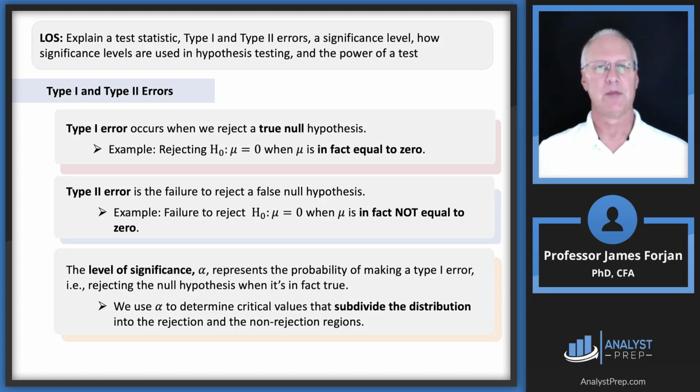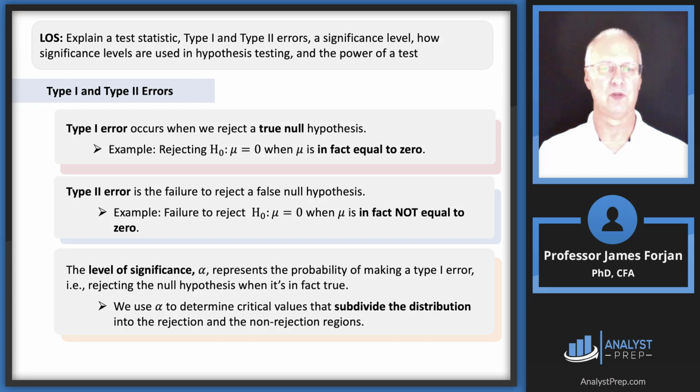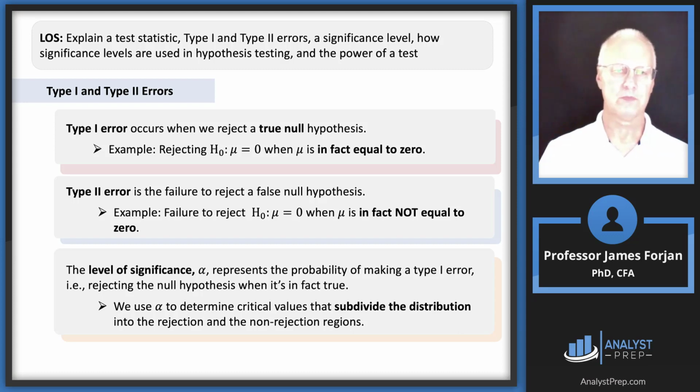All right, type 1 and type 2 errors, these are super important here. Type 1 error occurs when we reject a true null hypothesis. A type 2 error is the failure to reject a false null hypothesis. So I would just blink and memorize those two formulas if you haven't done that already during your lifetime. And of course, the level of significance, which is noted as the Greek letter alpha, represents the probability of making a type 1 error.